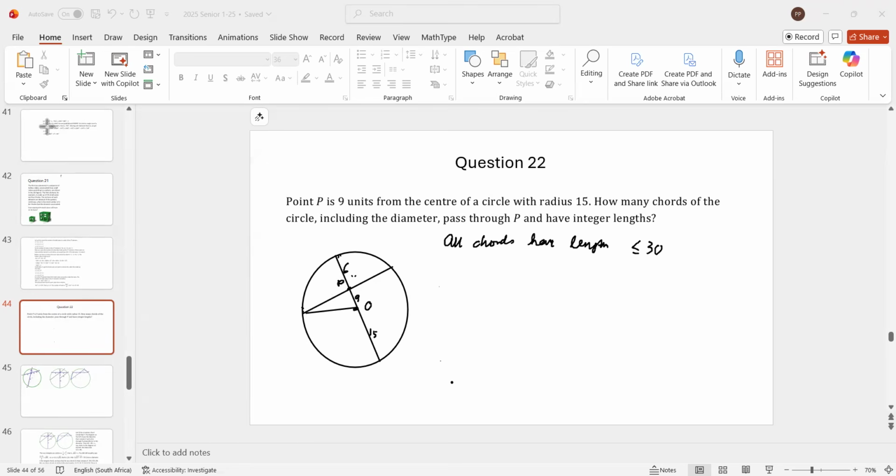Okay, now the radius here is 15. This is 9. This is perpendicular. So you've got a right angle triangle here. It's 9, 15, and if you calculate it, you'll see that this part is 12. But since from the center, if you drop a perpendicular to a chord, it bisects the chord, this chord here has length 24, right?